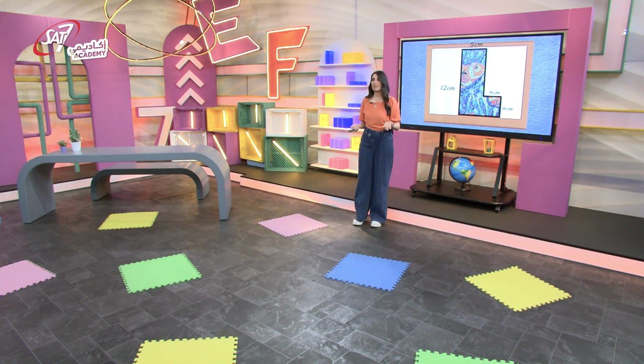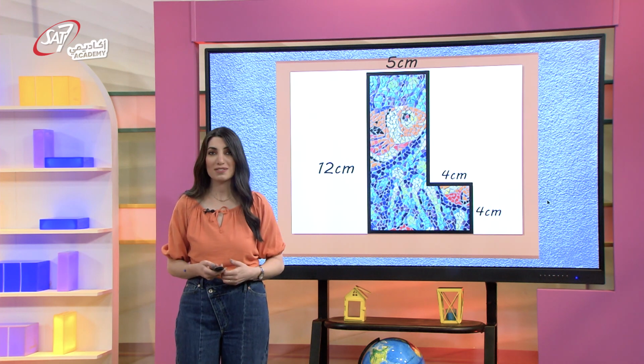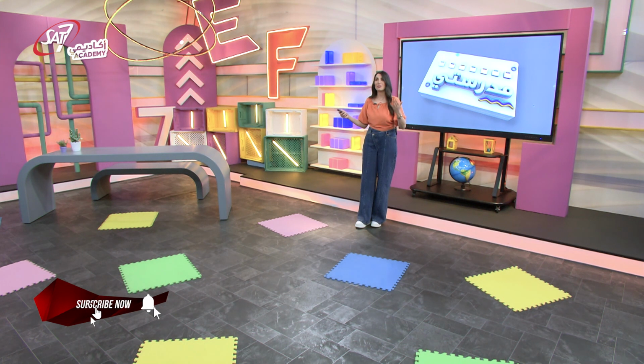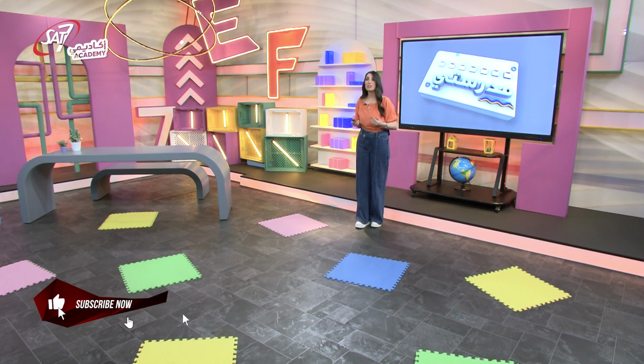By now, friends, you know how to find the area of rectangles or squares. You can now find the area of the floors of rooms, houses, walls, playgrounds, and even paintings.